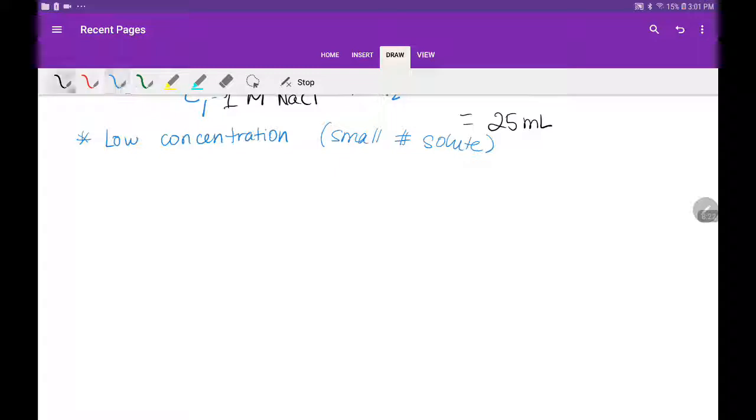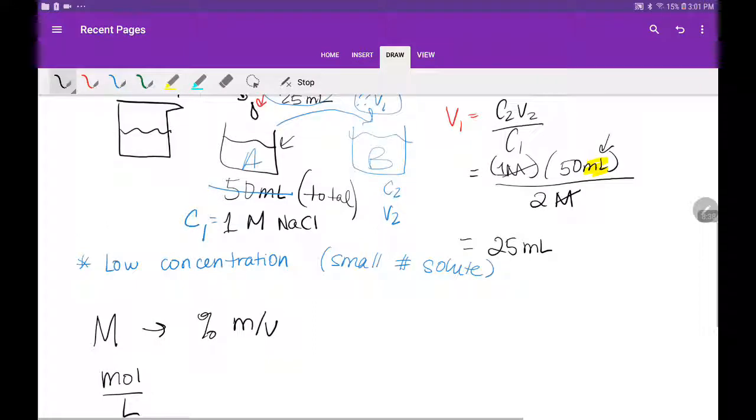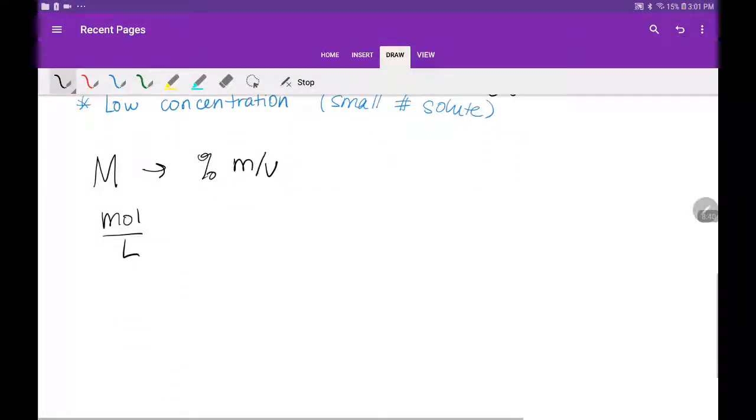Okay, you're also going to use the molarity information to calculate the percent mass volume, and this is kind of nice because we know molarity is moles per liter. And we're going to know the concentrations of each thing. And we're going to have to do some conversions, and we want to end up, because the units of the mass are going to be grams, and the units of volume are going to be milliliters, and then we're going to multiply that by 100%.